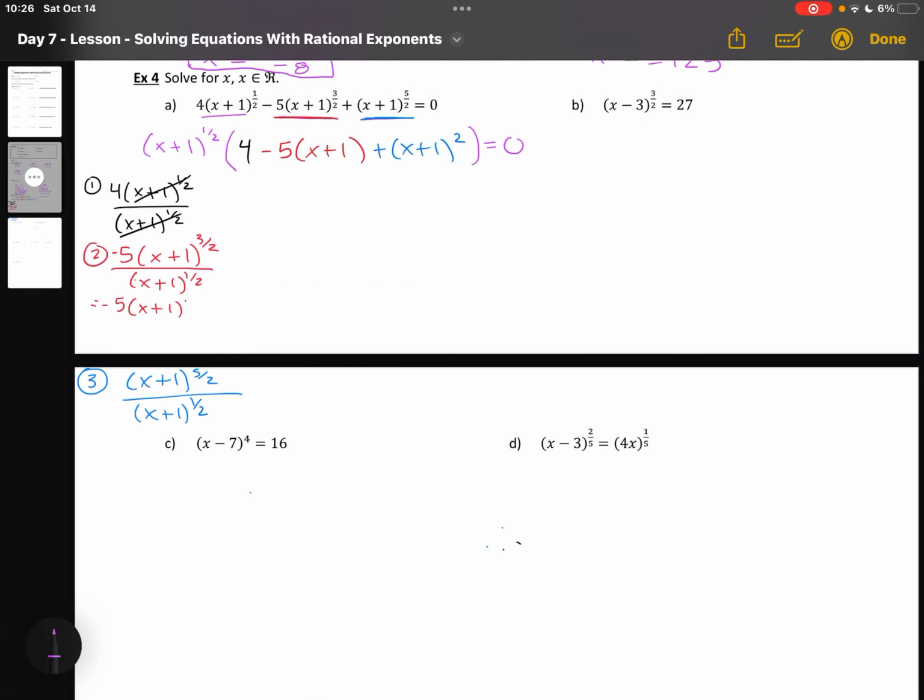And now I can't quite solve that, so I'm going to expand and simplify by collecting like terms. So x plus 1 to the 1/2, my common factor, stays the same. I've got an x squared. I've got minus 3x. And then let's see, I've got 4 minus 5 is minus 1 plus 1, which is 0. So I'm going to factor one more time, so it's as simple as can be.